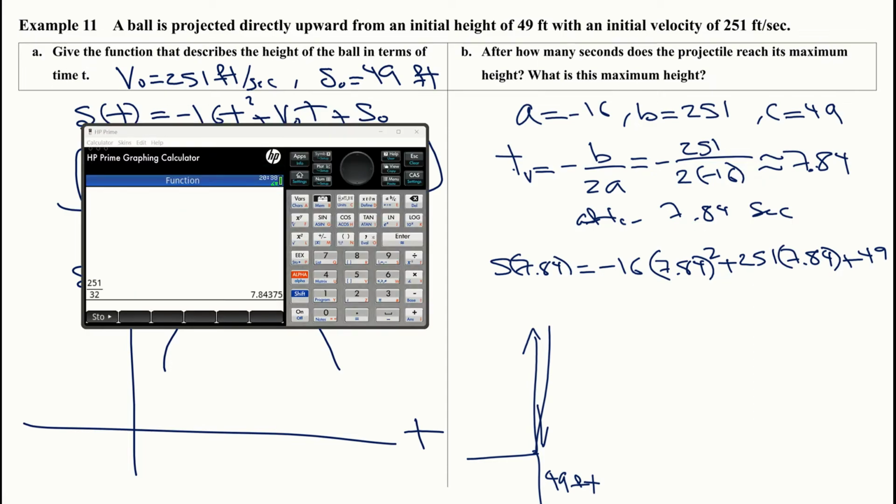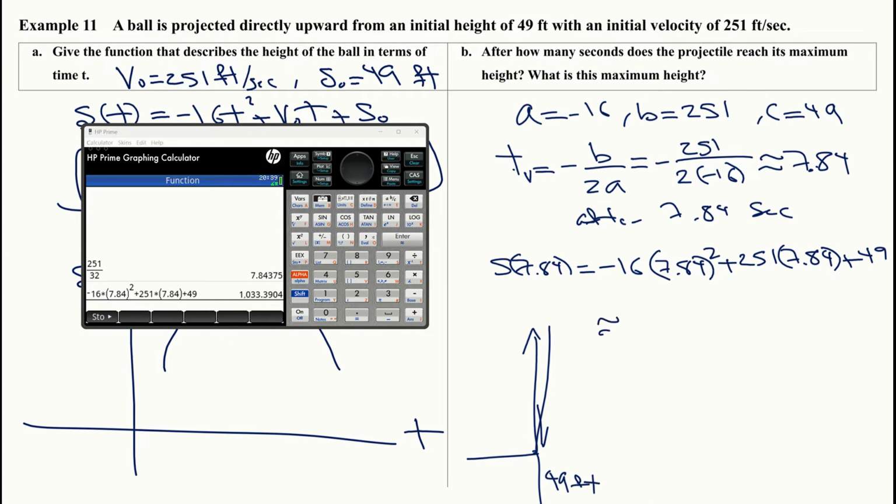All right, so we get negative 16 times 7.84 squared plus 251 times 7.84 plus 49. So there is the actual height after 7.84 seconds.